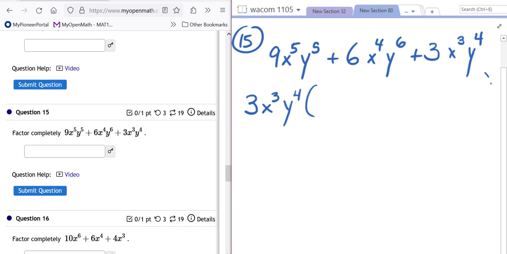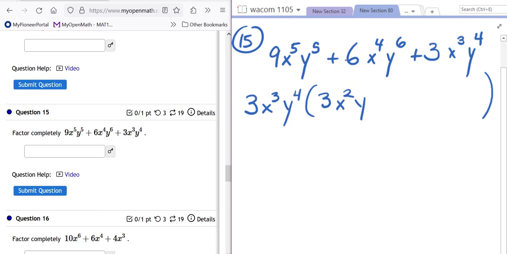One big set of parentheses. And to get back there, you're going to put the missing terms in. So first term, we have 3. We want to multiply and get a 9. We need a 3. Or you can do 9 divided by 3. Okay. For your variables, we have 3 x's. We want 5, so we need 2 more x's. We have 4 y's, but we want 5, so you need 1 more y.